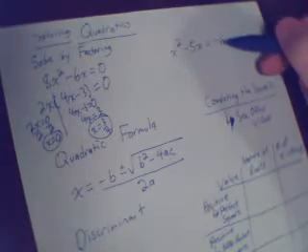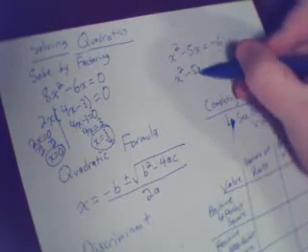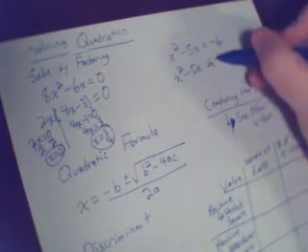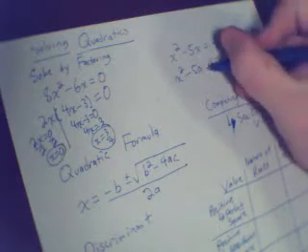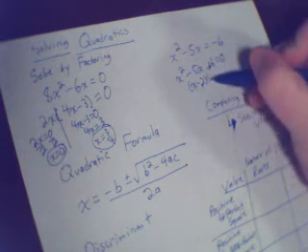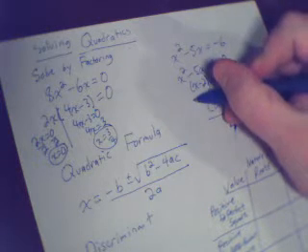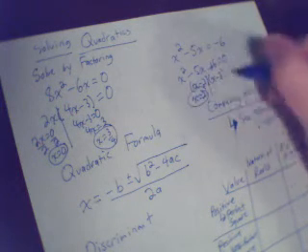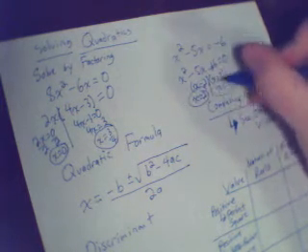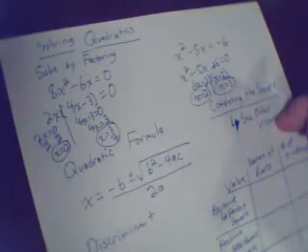Over here, I have to add 6 to both sides, so everything's on one side and 0 on the other side. And then I can solve by factoring. Two factors of positive 6 that add to negative 5 are negative 2 and negative 3. Set each one equal to 0 and solve, and you get x equals 2 and x equals 3.